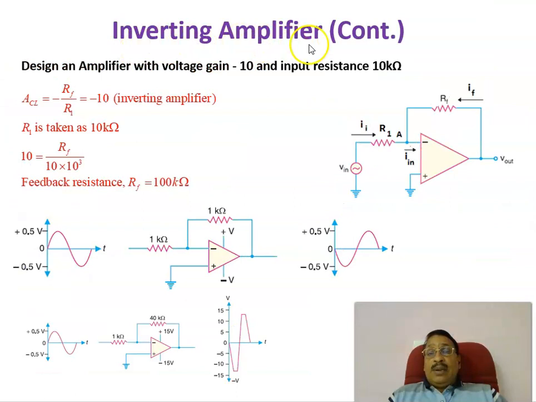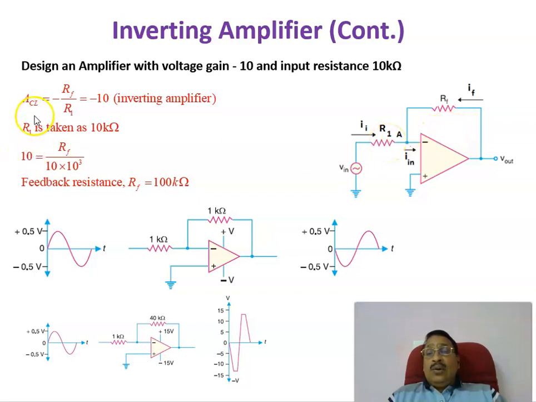Continuing with the inverting amplifier circuit, here is the same op amp circuit, with feedback resistance RF and input resistance R1, and the gain is given by minus RF divided by R1. Assume the inverting amplifier gain is minus 10. The problem is: design an amplifier with a gain of minus 10 and an input resistance equal to 10 kilo ohm. Therefore, the gain equals minus RF by R1, that's equal to 10, and R1 is taken as 10 kilo ohms.